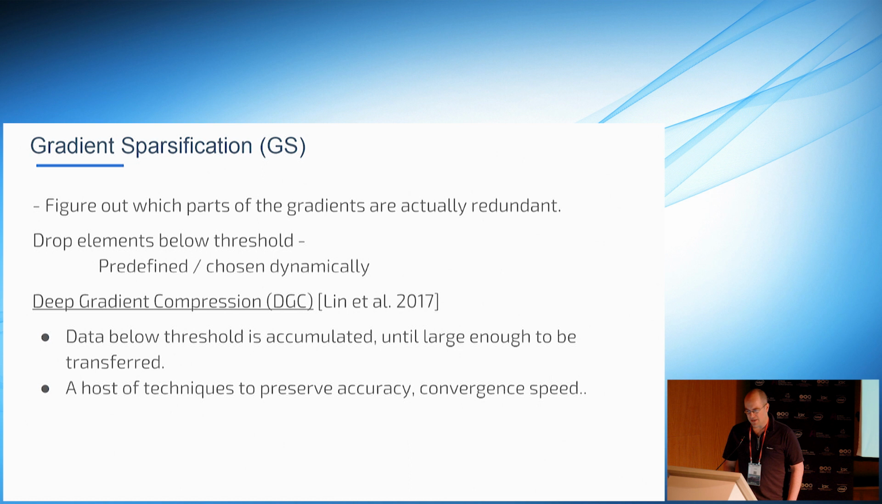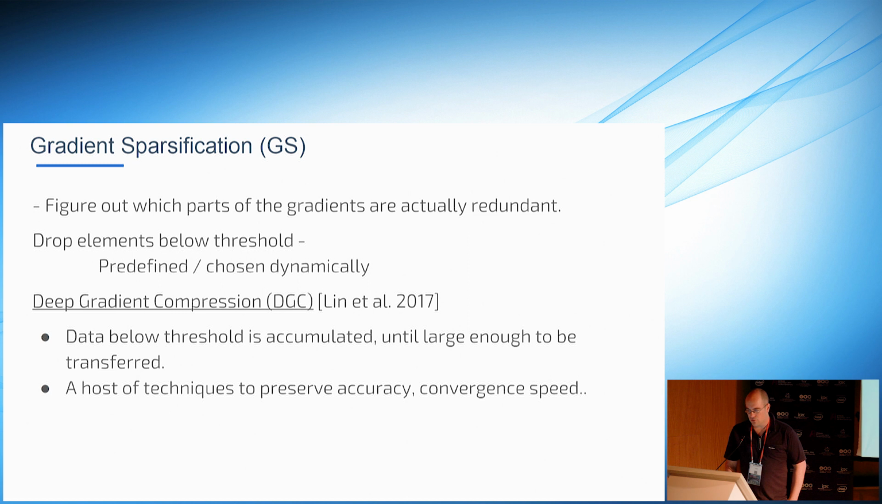There are some complications here, in that the threshold may be either fixed, predefined, or you can change it at runtime according to different metrics. Within this family of compression techniques, I'll just mention one, which is deep gradient compression. It is rather sophisticated: it not only passes on to the network the data that it needs to send because it's above the threshold, but it also aggregates and keeps what's below the threshold to check what will happen in the next cycles.